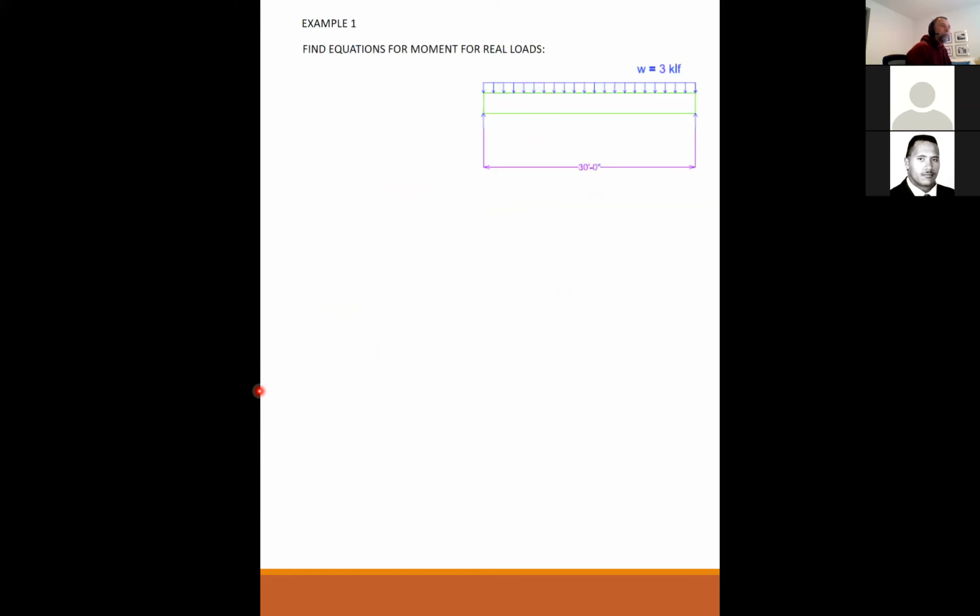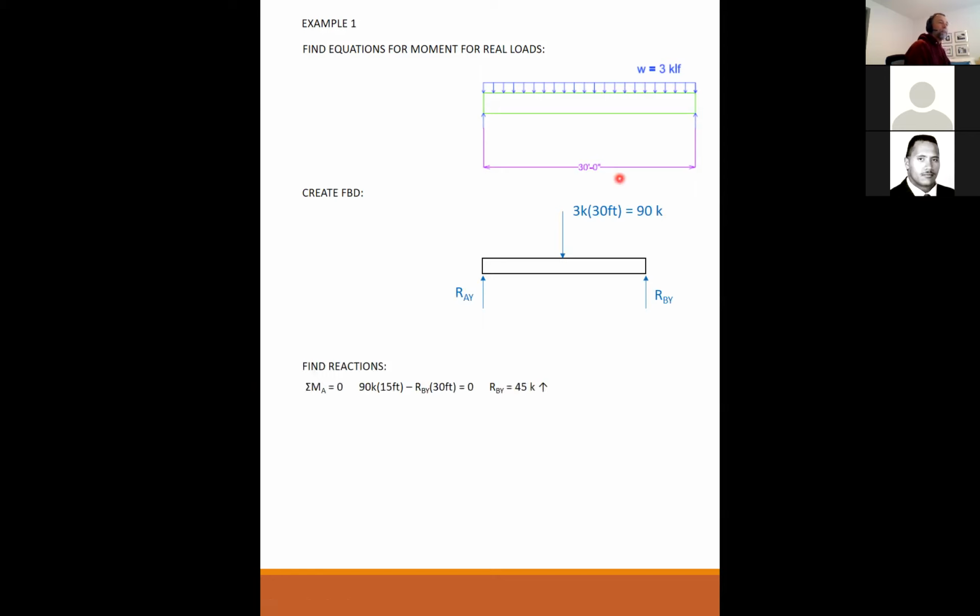Okay. So we found the equations for the moments due to the virtual load. Now we do the whole thing all over again. We have to find the equations for the moment due to real loads. So here's my free body diagram. I take my uniform load times 30 feet, which is 90 kips, so that I can find my reactions. The resultant, of course, is right at the midspan because the loading is balanced and uniform. So finding my reactions, I get 45 kips at B, 45 kips at A.